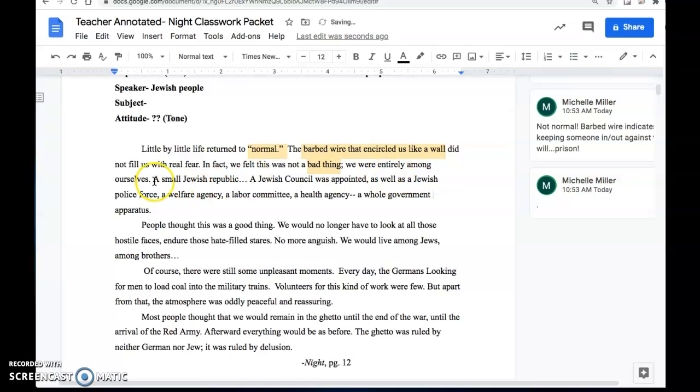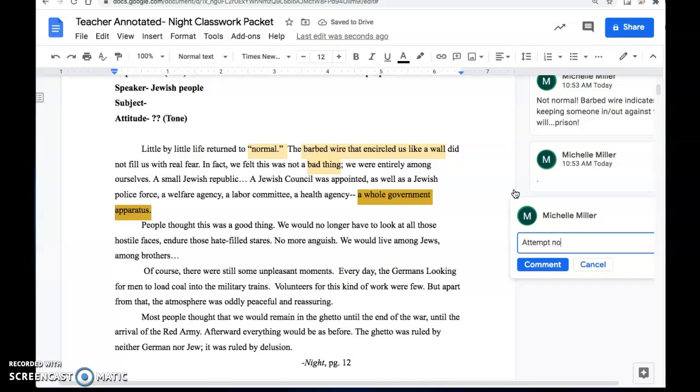We were entirely among ourselves, a small Jewish republic, and here they start laying out all of the jobs that the Jewish people have appointed and created inside of the ghetto. So they've created a whole government apparatus. And in my view, maybe they're attempting normalcy right here. All of these jobs could have very well been jobs before they've gone into the ghettos, and now they're inside and they're keeping themselves busy by attempting to create normalcy and adjust to their new life. So maybe another adjustment.